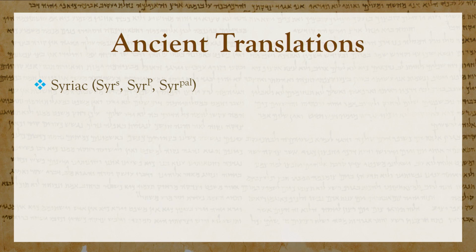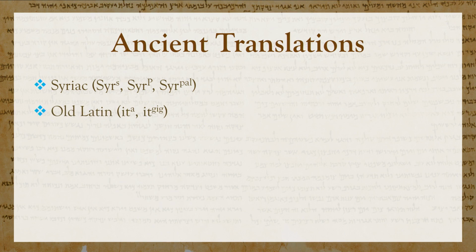So first up we have the Syriac. Syriac with the superscript S refers to a manuscript that was found by the same twins, these Scottish ladies that found the Cairo Geniza and brought Solomon Schechter to it. They also were the ones who found this Syriac New Testament. Syr with superscript P is the Peshitta. We have about 350 manuscripts of them. And then Syr with superscript pal is the Palestinian Syriac.